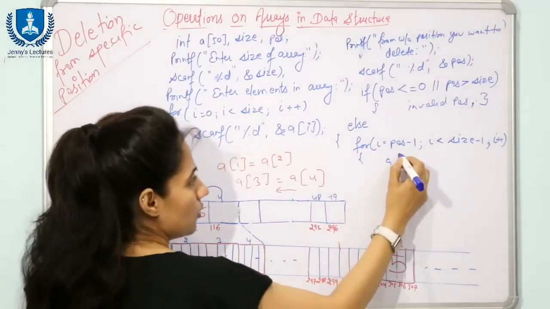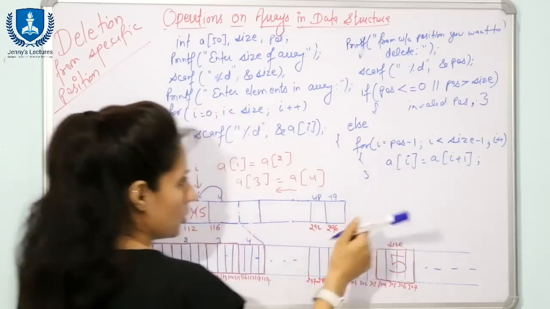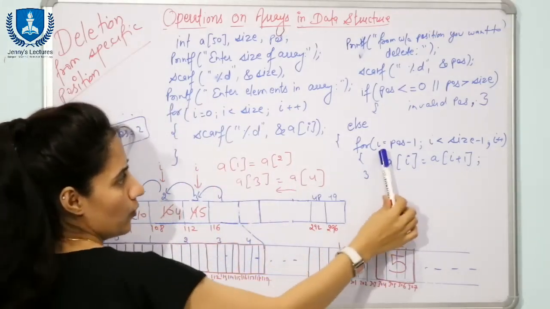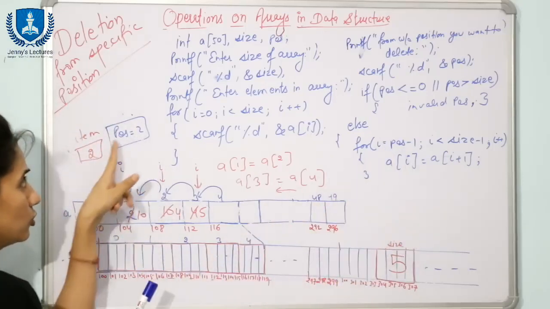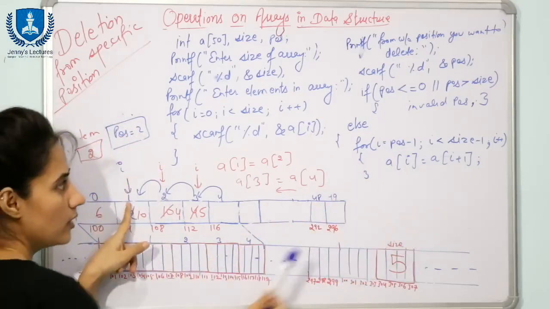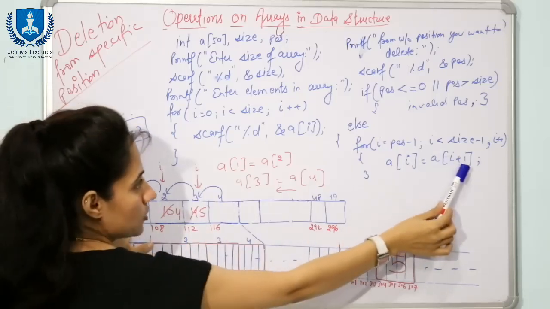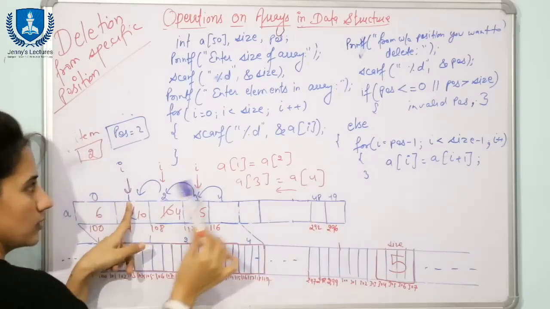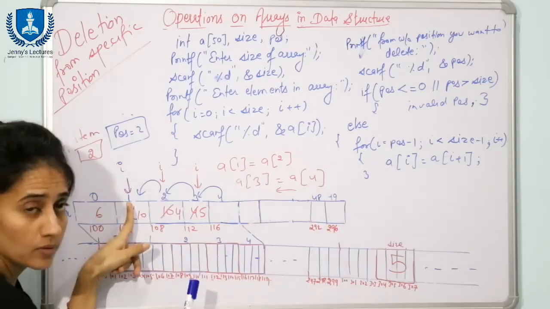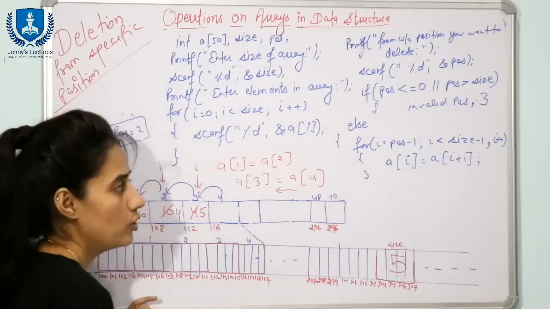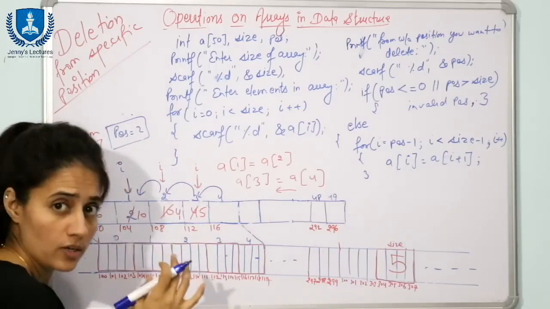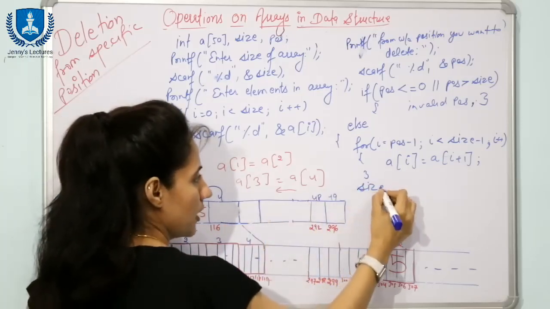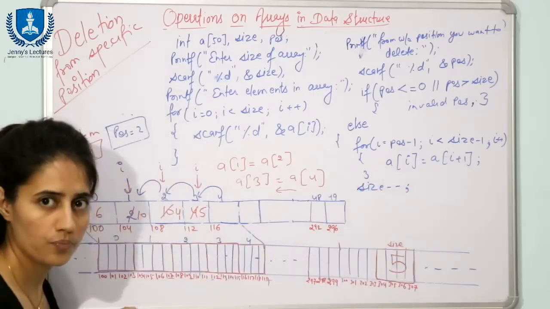So now in this case you will write what? Now here you will write the a of I plus 1 value would be shifted to a of I. When I is equal to position -1, that is 1, I is equal to 1. So value at 1 plus 1, that is 2, value at 2 would be transferred to value at 1. That is exactly what we have done. Fine. And now what you will do? Now you have done your shifting till this. So now you will write size minus minus, because size has been decremented by 1 now, right?